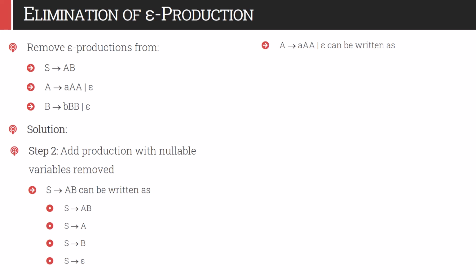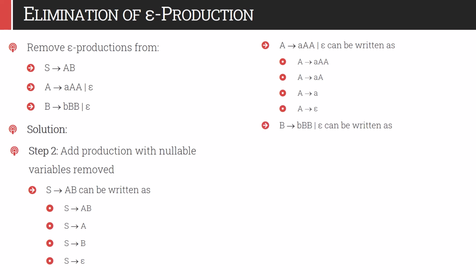For the production A gives aAA | epsilon, we can write it as A gives aAA as it is. Then if we replace one A by epsilon, we will get A gives aA. If we replace both the A by epsilon, then we will get A gives a. And we already have one production called A gives epsilon.